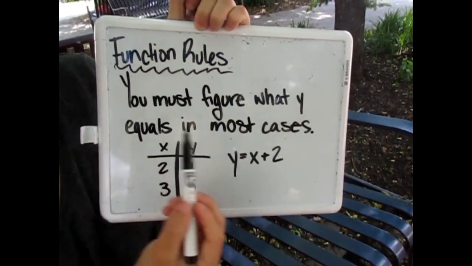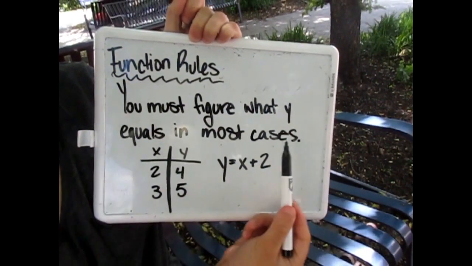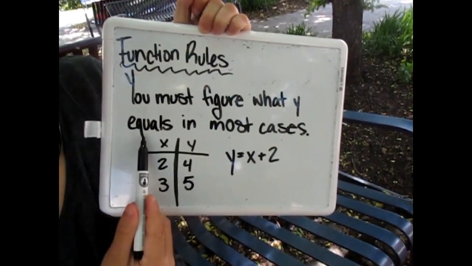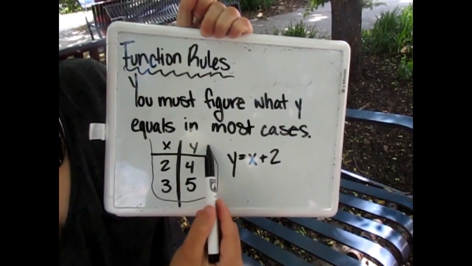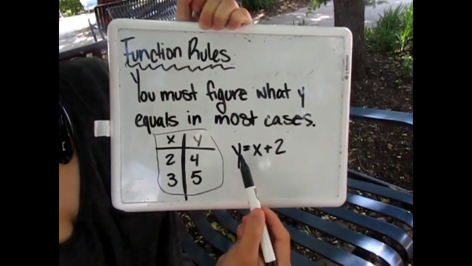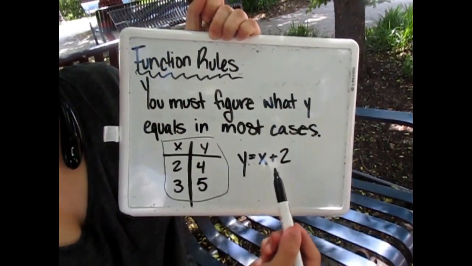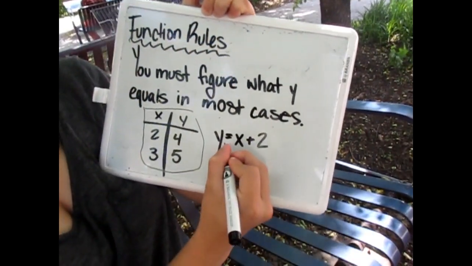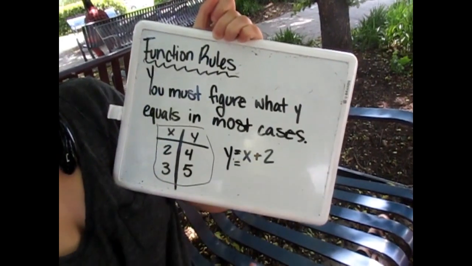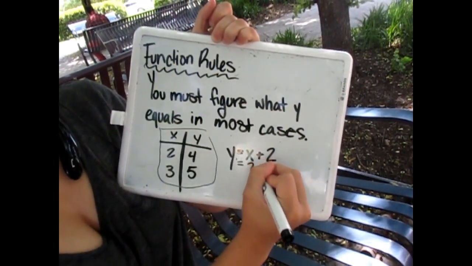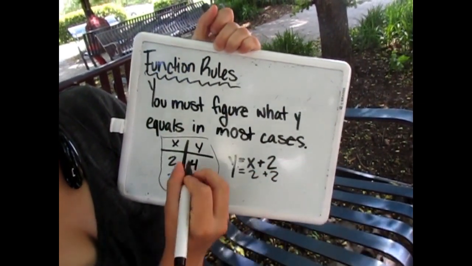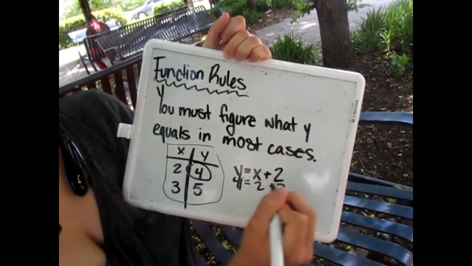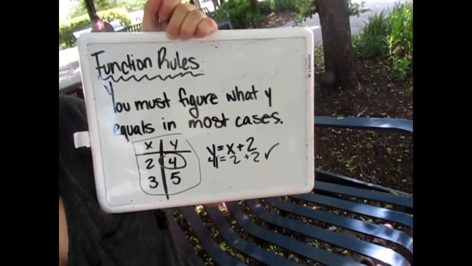Function rules. You must figure out what y equals in most cases. For example, here we have a chart. Now the function rule is y equals mx plus 2. You could tell that this is right because if you were to substitute the numbers in, x times 2 plus 2 equals 4, which is y. So that's how you know.